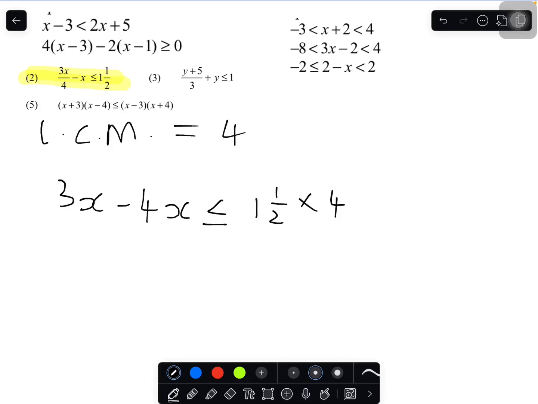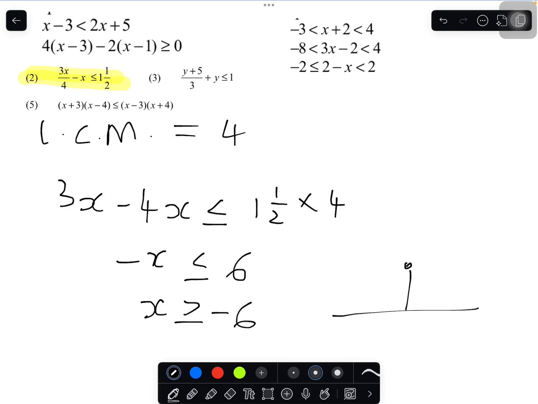Now, when you put in this 1 and 1 over 2 into your calculator, you can't just write down 1, press the fraction key, and then put 1 over 2. You have to press shift and then your fraction key, because that's a mixed number. You do that, you go 1 and 1 over 2 times 4, and you get 6. So I'll have negative x is less than or equal to 6, and then x is greater than or equal to negative 6. Put this onto my number line, closed dot, greater than or equal to, I'm going to have negative 6.